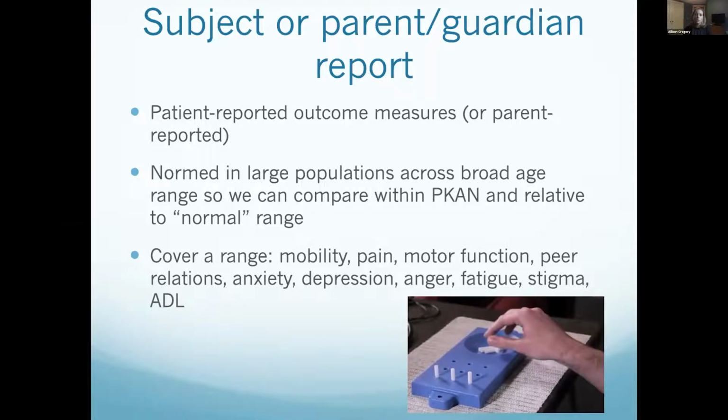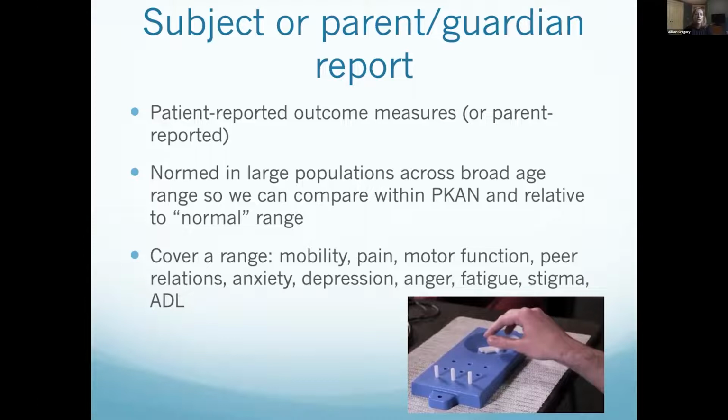We're using tools that were normed in large populations across a broad age range. That was our goal, because the spectrum in PKAN is so broad. We've tried to choose tools like NIH Toolbox, Neuro-QoL, or what we call PROMIS, where they've been normed across ages 3 to 85. Granted, there are different sets of questionnaires for some of those age groups broken down, but you can compare them all.